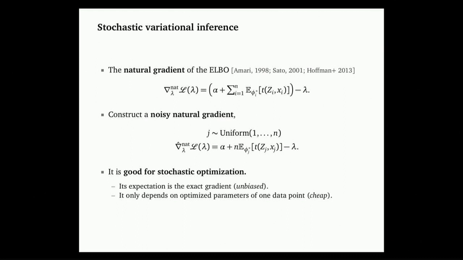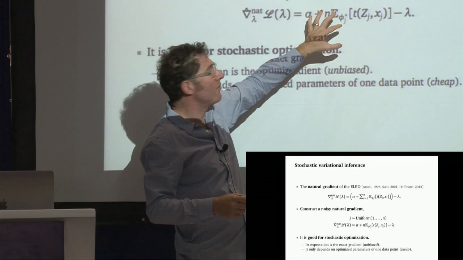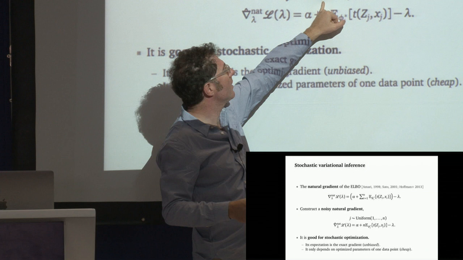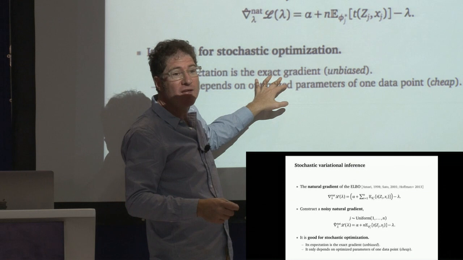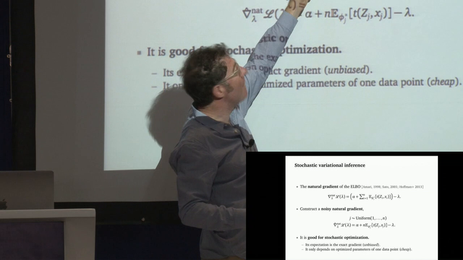Convince yourself by staring at this that this is a noisy gradient, because it involves a random variable j, and it has the properties that we need for stochastic optimization. In particular, one, its expectation is equal to the exact gradient. If I take the expectation of this with respect to the randomly chosen data point, I get back the equation on top. You see that?